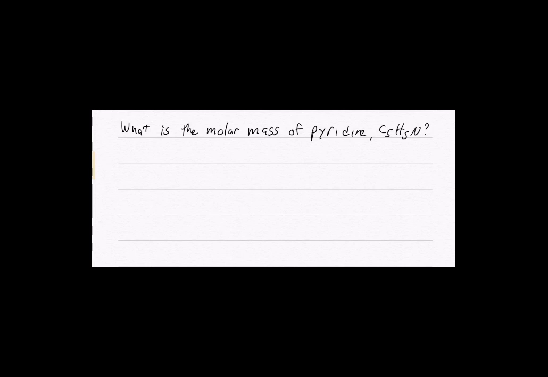In this problem, we're going to look for the molar mass of pyridine. And one thing we need to know when we're working out the molar mass is that when we see that chemical formula there, if we have a molecule of pyridine, it tells us we have 5 carbon atoms in there, 5 hydrogen atoms in there, and 1 nitrogen atom in there. Or if we have a mole of pyridine, it means that we're going to have 5 moles of carbon atoms, 5 moles of hydrogen atoms, and 1 mole of nitrogen atoms.